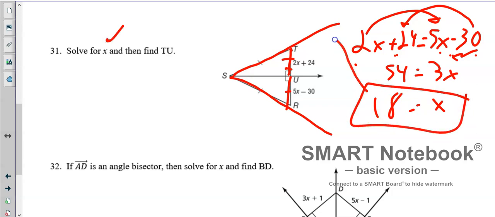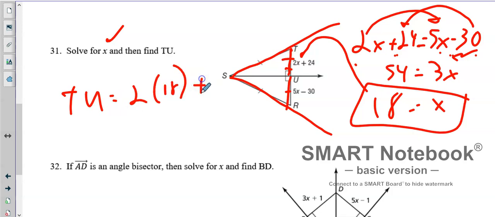It said plug it in and find TU. Again, pay attention to what it's asking for. TU, plug it in, 2 times 18 plus 24. 2 times 18 is 36, which means TU is 60. But again, remember, it might have asked you for TR, which means plug it in, double it, 120. Pay attention to what it's asking for.